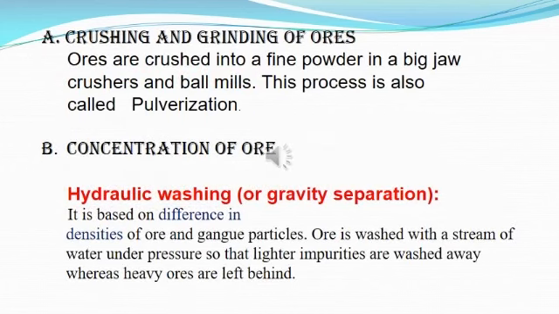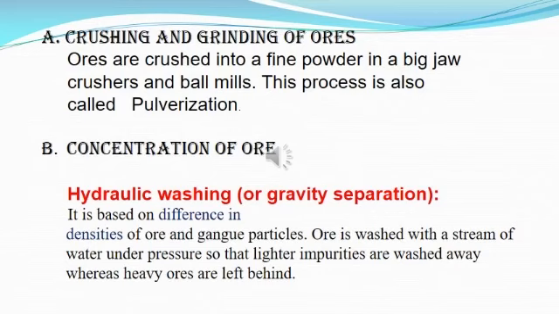Now I am going to explain the metallurgical steps in detail. The first step is crushing and grinding of ores. In this method, ores are crushed into a fine powder in big jaw crushers and ball mills. This process is also called pulverization.